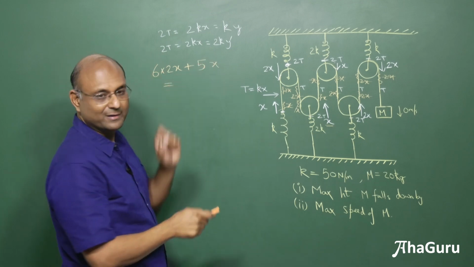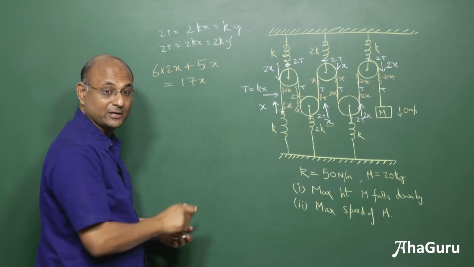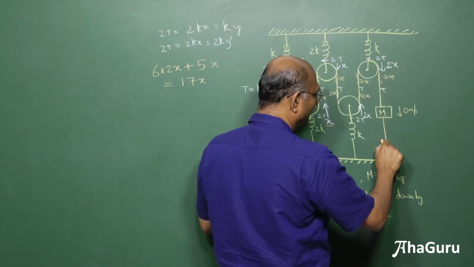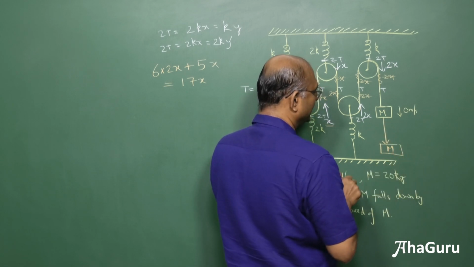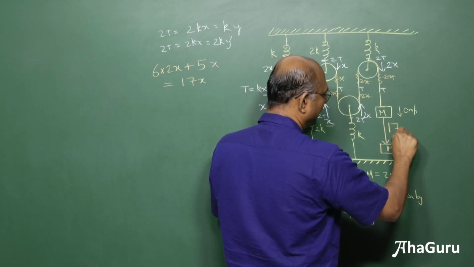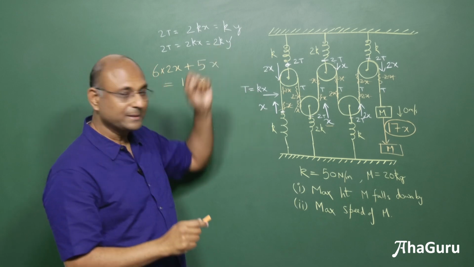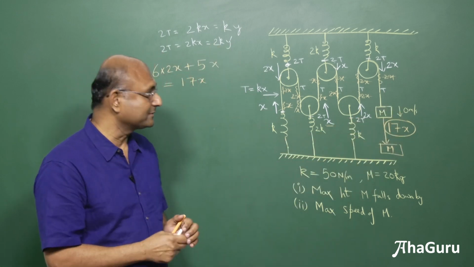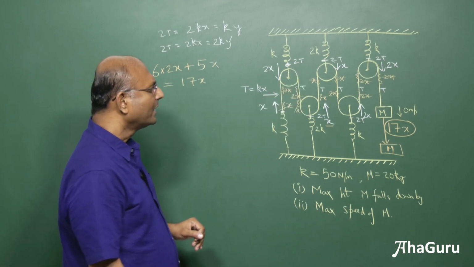So this is 12 plus 5. 12 plus 5 is how much? 17x. So this block must have moved down by 17x. Okay, so this must be 17 times x. So if the spring goes up by x, that fellow comes down by 17x, which is a lot, right? Obviously, because there are so many springs connected.